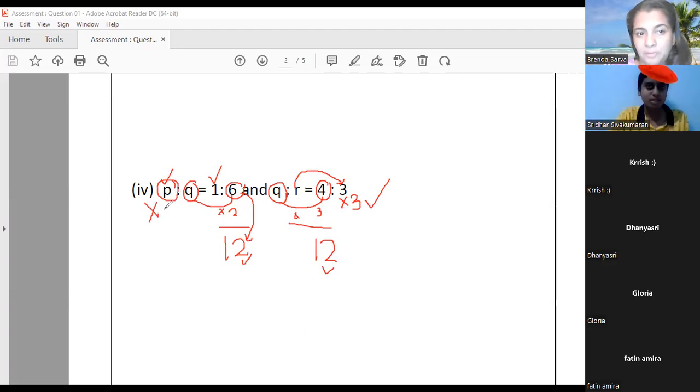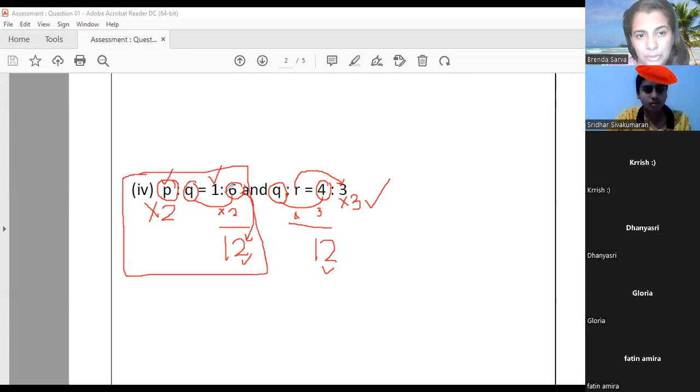How much will P have to be multiplied with? The same. Again? 2. Fatin, what's your answer? Come on, don't worry, you can make mistakes. Multiply by 2. 3 or 2? 2. 2, yes. Why? Because this part belongs here.